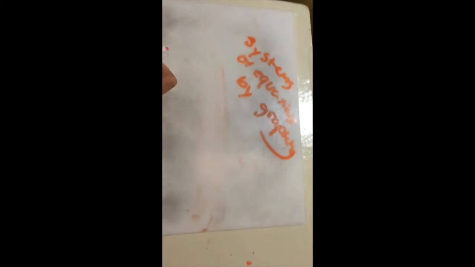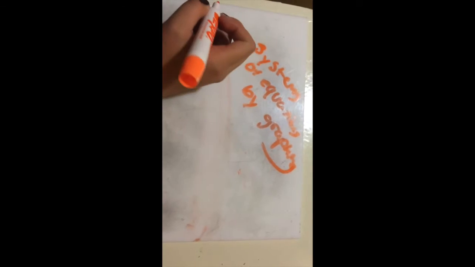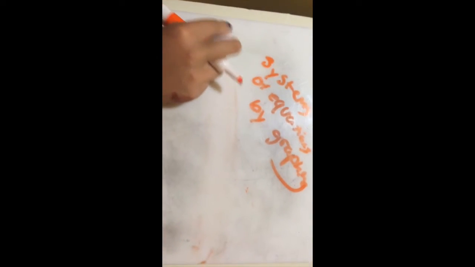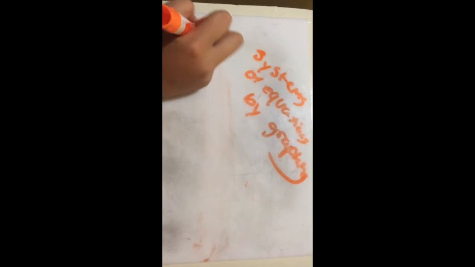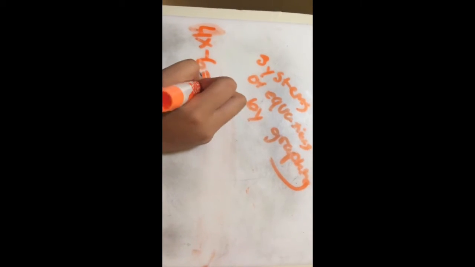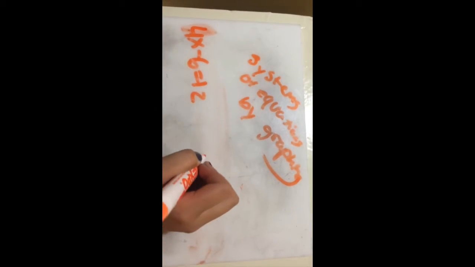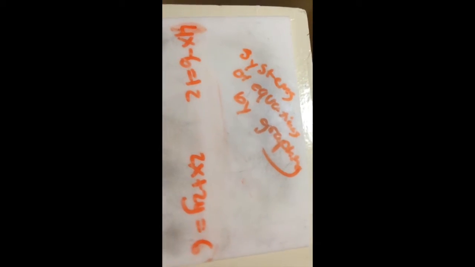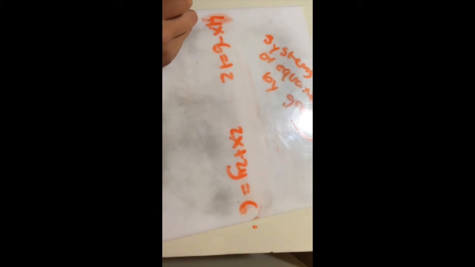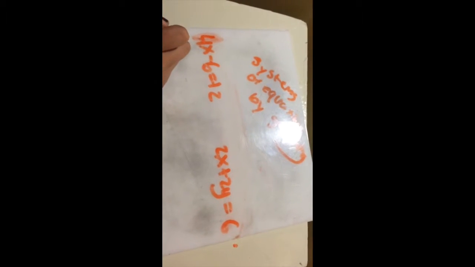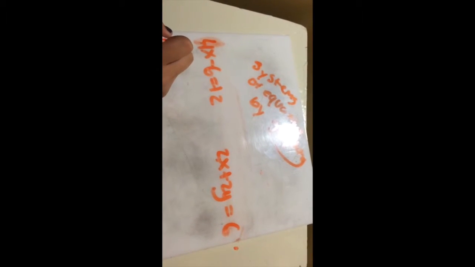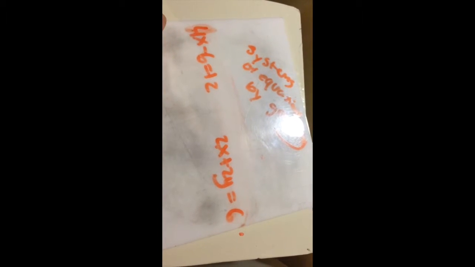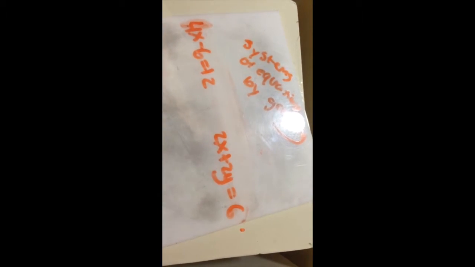Systems of equations by graphing. So first we're going to have two equations. The first one is 4x minus 6y equals 12. And the second one is 2x plus 2y equals 6. For both of these equations, you're going to want to solve for y. Since there's two variables, that means you need to isolate y by itself.